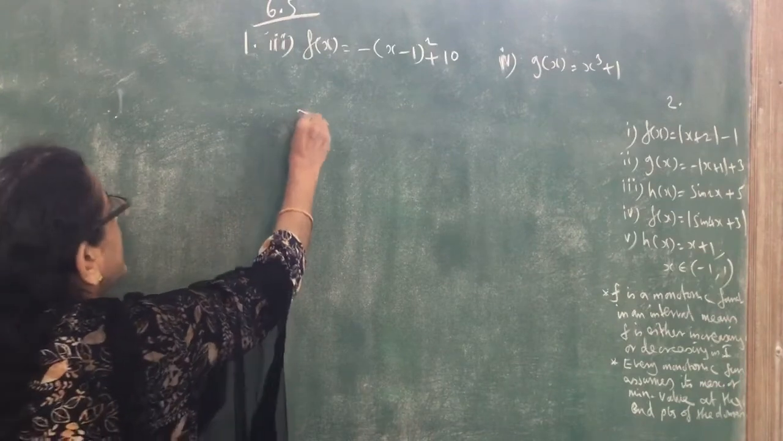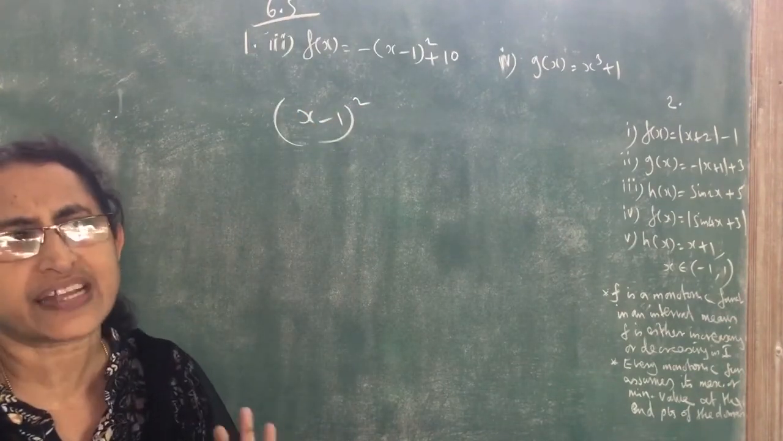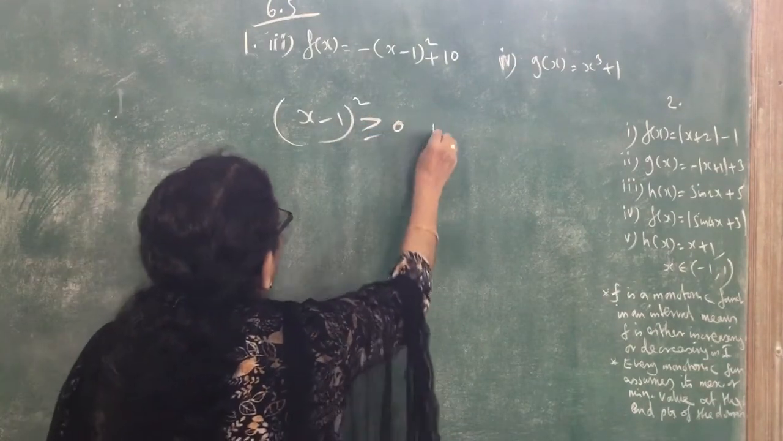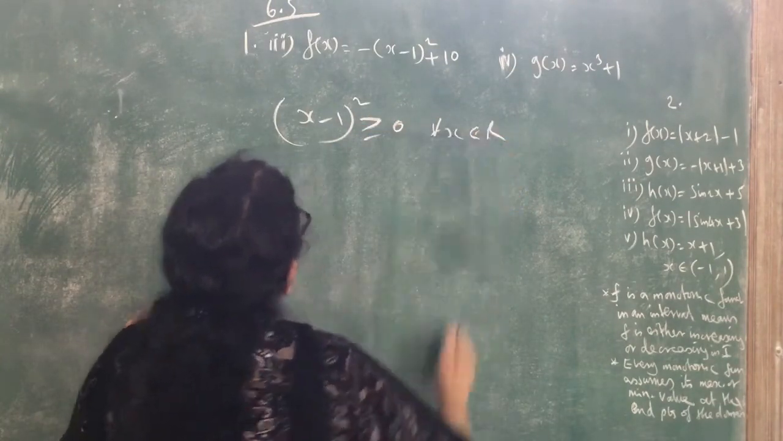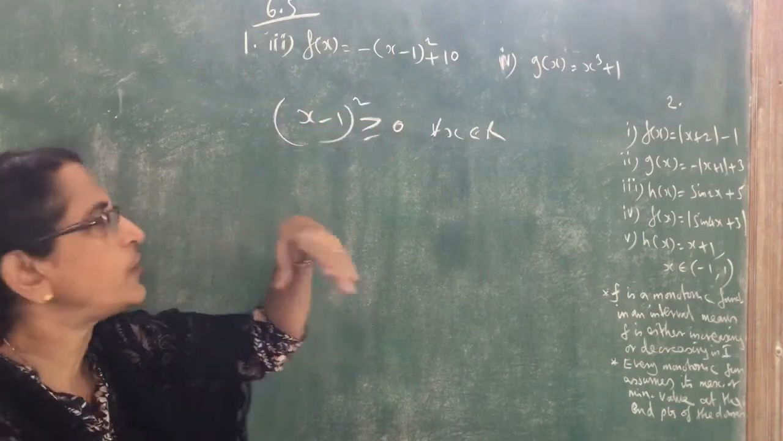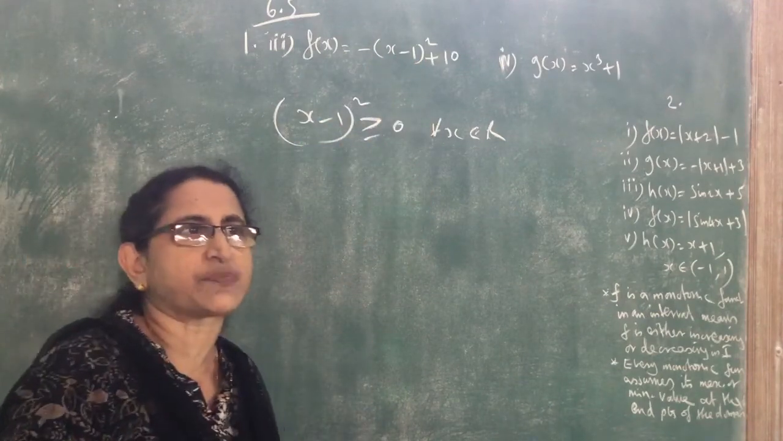First consider x minus 1 whole square. We know about the perfect square. (x minus 1) whole square is always greater than or equal to 0 for every x belongs to R. Now we can consider the function. We want to get the maximum or minimum value of the function, so minus of (x minus 1) whole square.